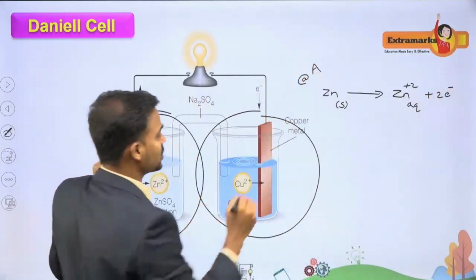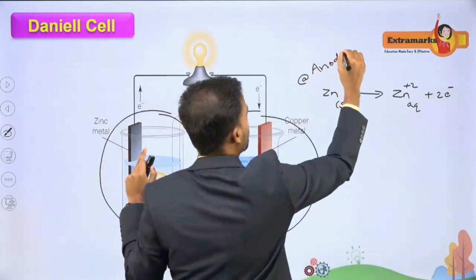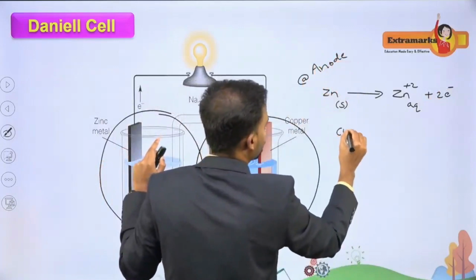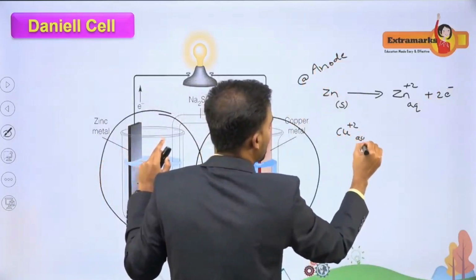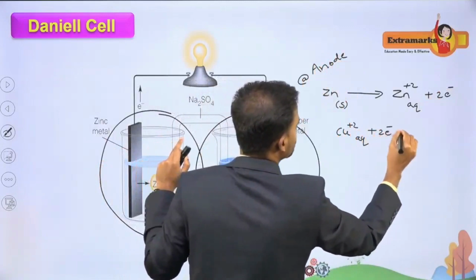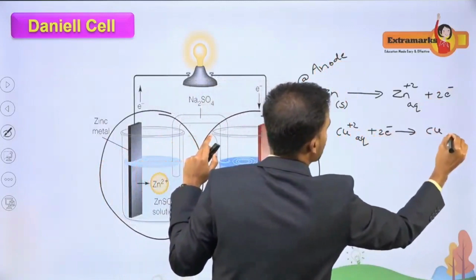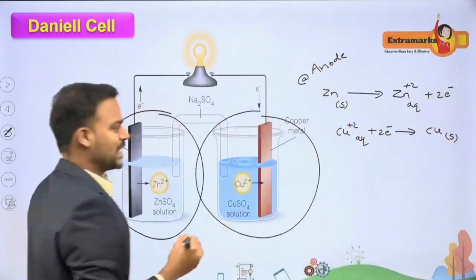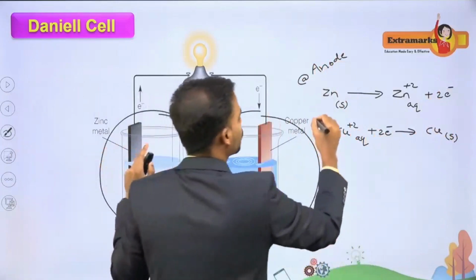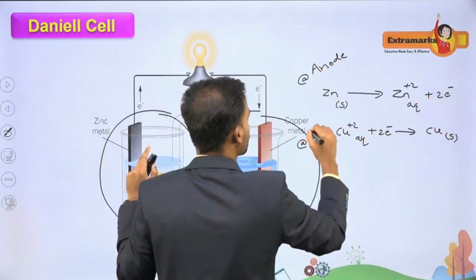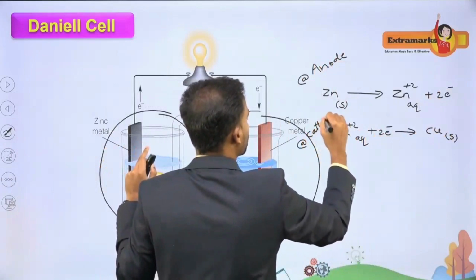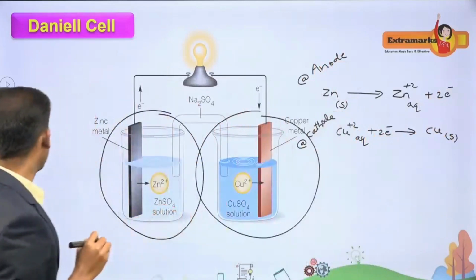And then what is the next reaction we have? This is at anode, and at cathode what is happening? The copper plus 2 ions in the aqueous solution grab these 2 electrons and they get accumulated as copper electrode. So this is what is happening at cathode, and this is at anode, right?